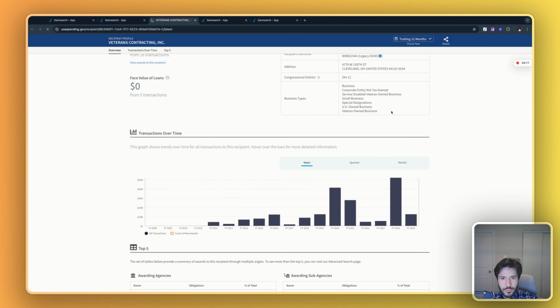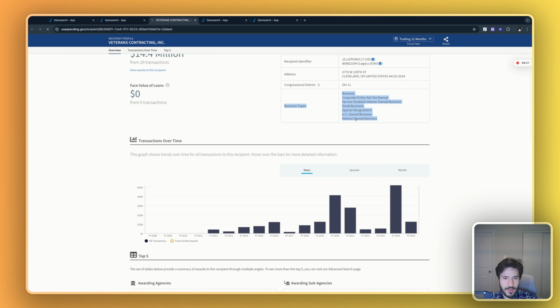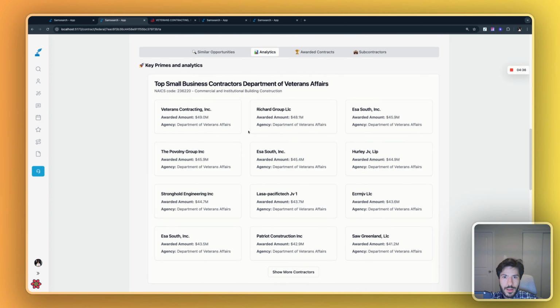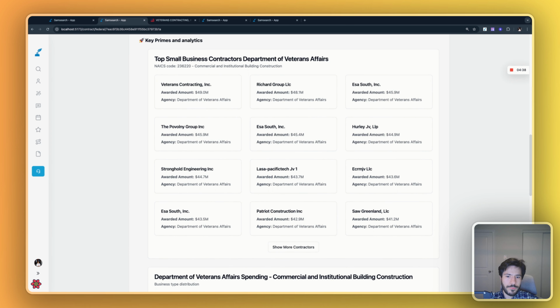But what's important to me here is I find in the business type, and this is the set-aside, that they are a veteran-owned business. This is not perfect science, but I would like to see the profiles of the companies that are getting some money from this agency for construction to see if I'm like them or not, or to see if I have the same set-aside or certificates as them.